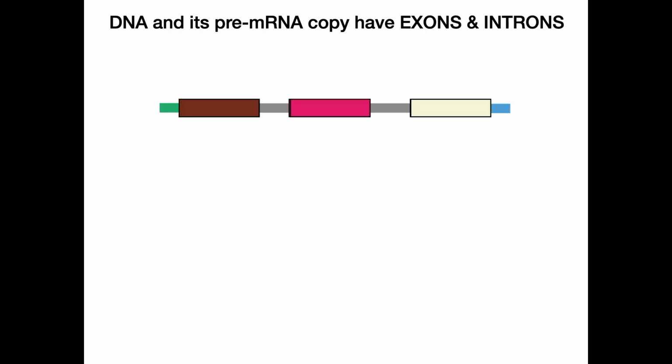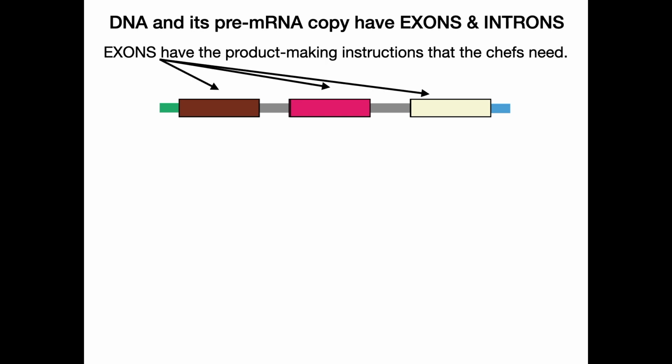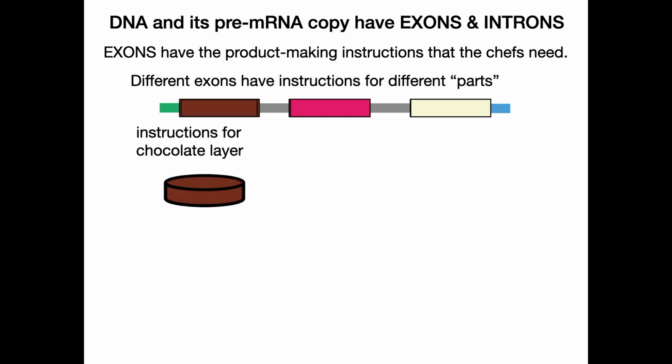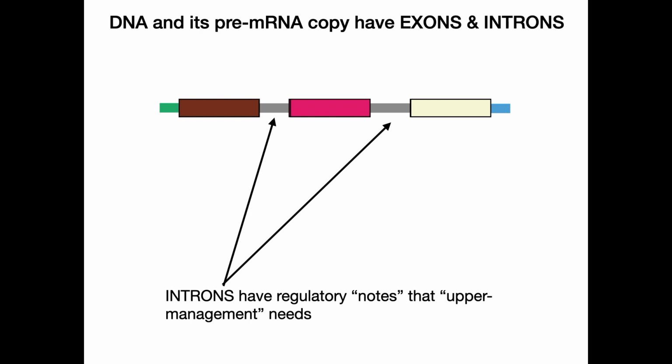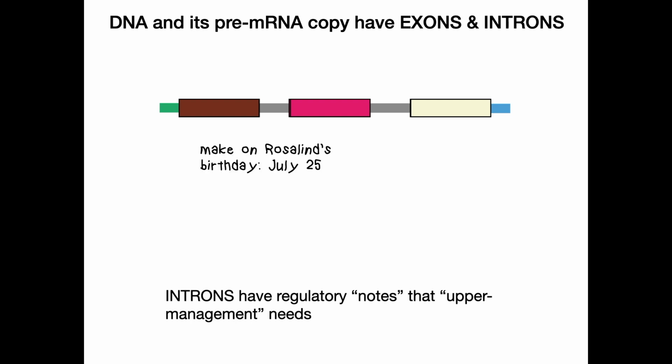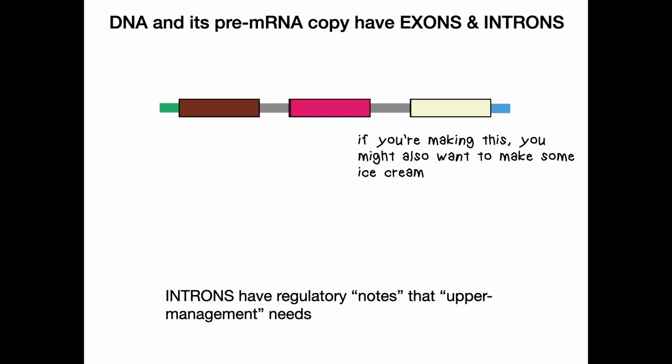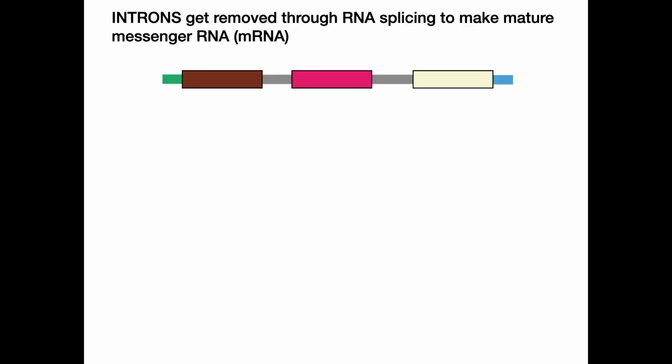After you make that original pre-mRNA, however, it needs to go through some editing. DNA and the pre-mRNA have exons and introns. Exons have the protein-making instructions, and different exons have instructions for different parts. These exons are separated by regions called introns. Introns don't have the protein-making instructions, but they have regulatory notes that are important in the nucleus, such as controlling when transcription occurs. So we have binding sites for various proteins that help regulate the processes.